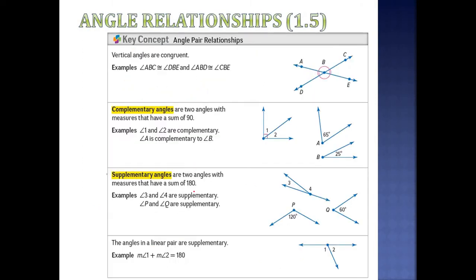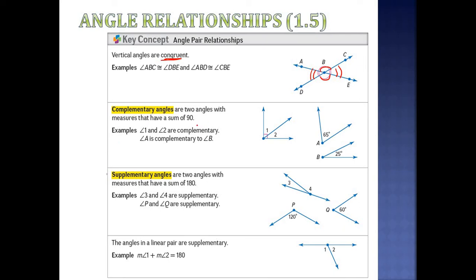Other angle pair relationships: I alluded to it earlier in the last slide. Vertical angles are congruent. So that means angle ABC and angle DBE are congruent, and angle ABD and angle CBE are congruent. Alright. Three more concepts about angle relationships.